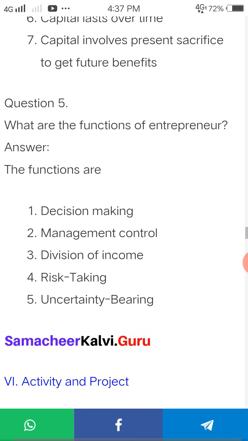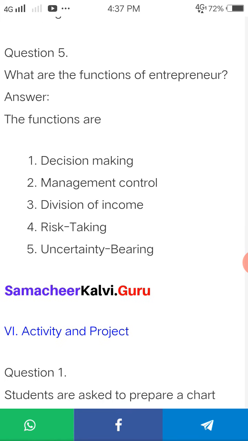And fifth question is, what are the functions of the entrepreneur? The functions are decision making, management control, division of income, risk taking, uncertainty bearing.